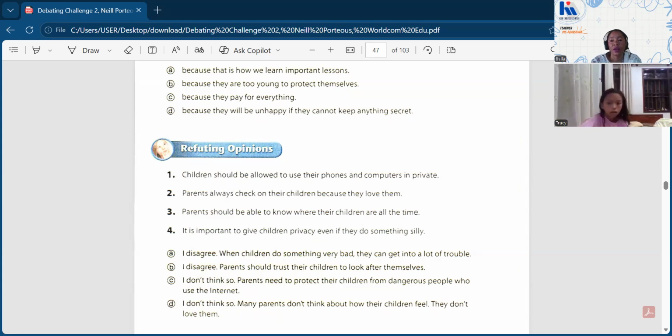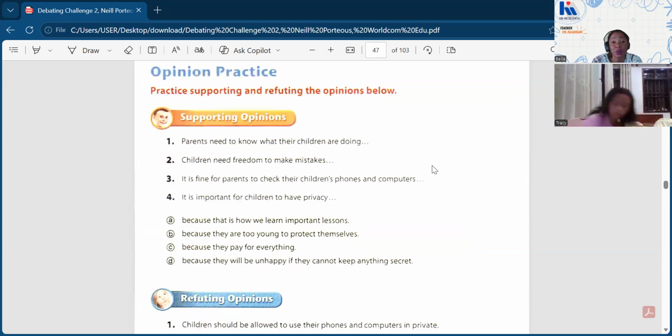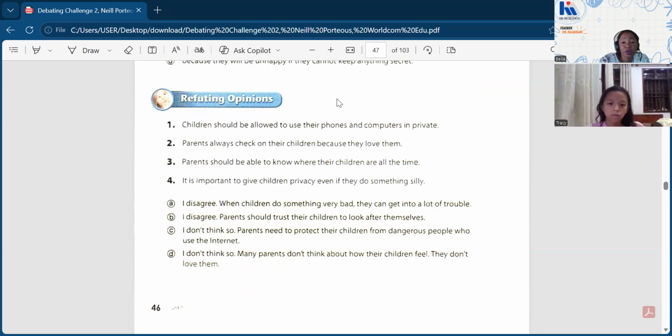Okay. So, Tracy, in our last class, we stopped at the supporting opinion. Today, we're going to continue with the refuting opinion. I want you to look at each opinion and write down the correct answer. For each opinion numbered 1 to 4, there is one opinion from A to D that perfectly agrees or disagrees with the opinion. So this is a refuting opinion. A refuting opinion is also known as a disagreeing opinion.